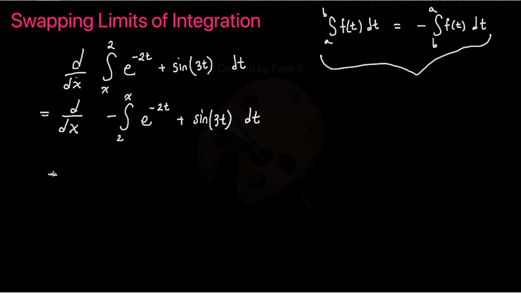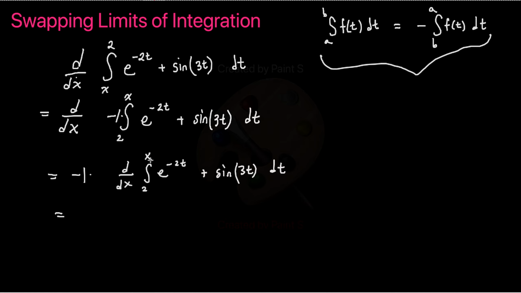And now it's perfectly fine for me to pull out the negative 1 from the whole derivative, because it's a constant times this, which is just negative 1 times that. So it's going to be negative 1 times the derivative of the integral from 2 to x of e to the negative 2t plus sine 3t. This line might not have been so relevant for you, but maybe it's clearer if I write the dt.